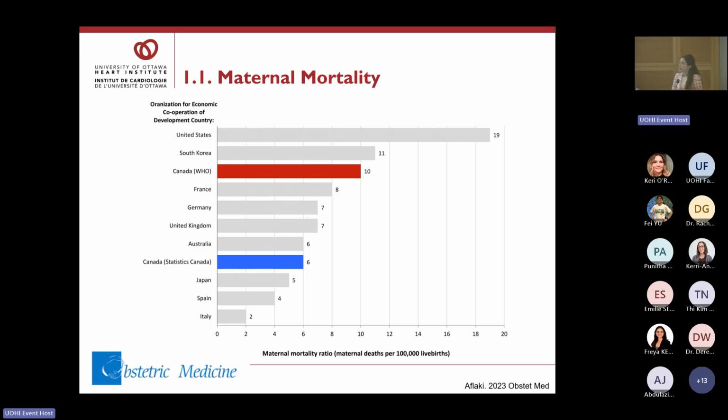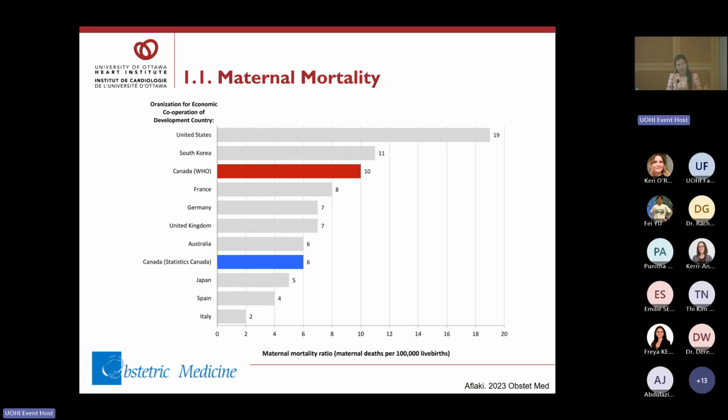So we'll start with maternal mortality. One of the most common indicators of maternal mortality is the maternal mortality ratio, which tells us about the number of maternal deaths per 100,000. And as you can see in Canada, in this graph, we actually have two numbers. This is because the WHO accounts for underreporting, and Stats Canada does not. So we see we have a big problem in terms of reporting our maternal outcomes.